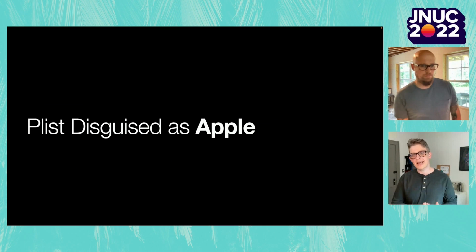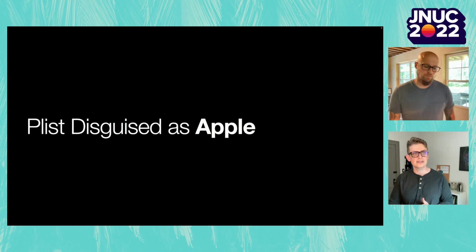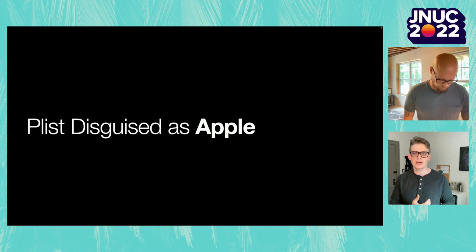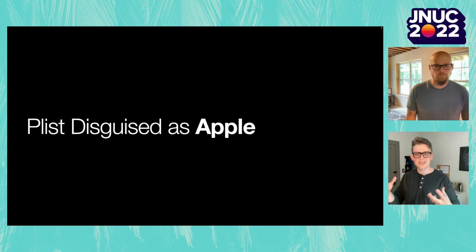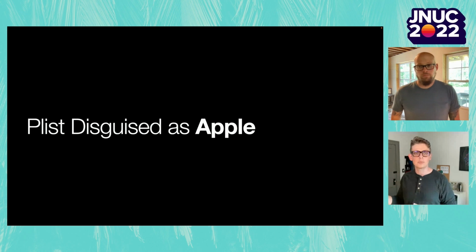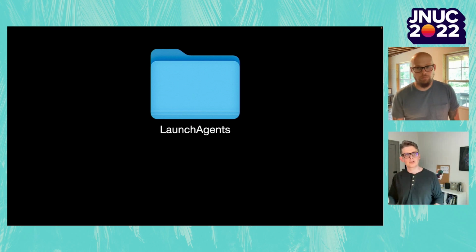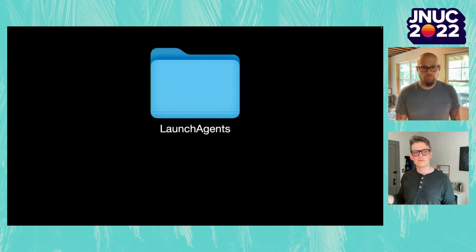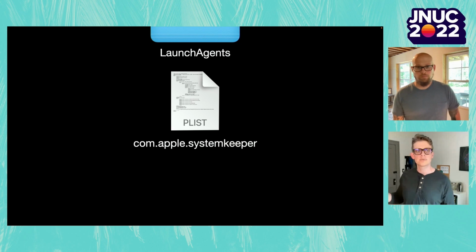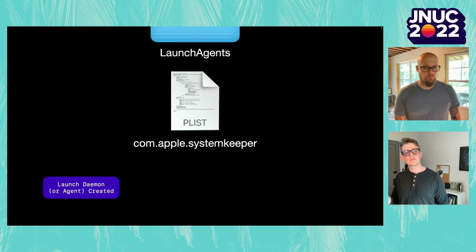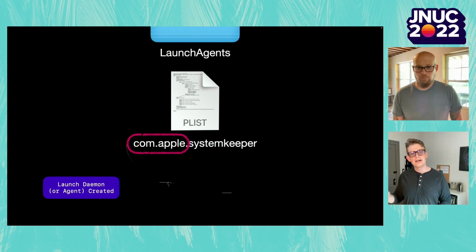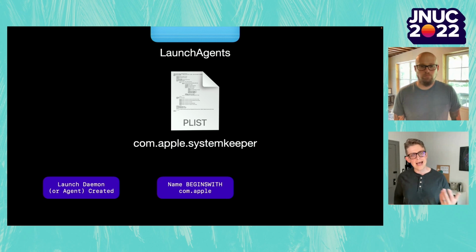This is a technique called a plist disguised as Apple. Malicious launch daemons and launch agents will often disguise themselves to try and blend in with the operating system by labeling their launch agent and launch daemon plist with the com.apple prefix. To detect this, we essentially create a sensor that's looking for the creation of a new launch plist. The first thing that we look for when this launch plist is created is to check the name of what that plist is. In this case, it's going to be com.apple.